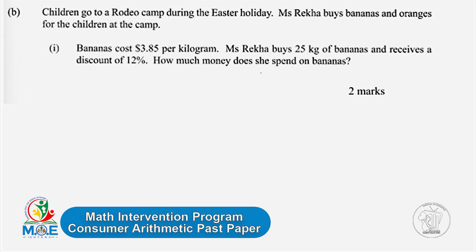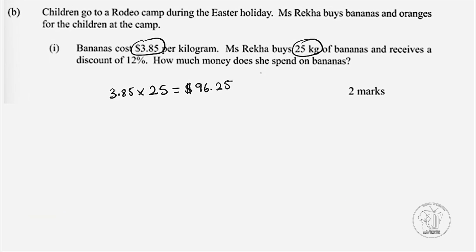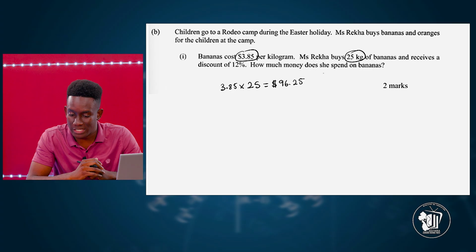So first of all, we see the bananas cost $3.85 per kilogram and she buys 25 kilograms in bananas. So to find the amount of money that she pays in total, it will simply be 3.85 multiplied by the 25, and this will give us $96.25. So that's how much money she pays in total.